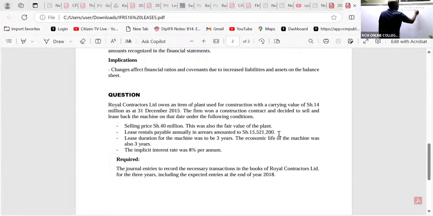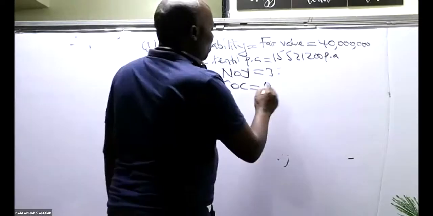And remember, this is per annum. And this lease rental will be paid for how many years? Remember, this is supposed to be a lease for 3 years. So number of years are 3. And then they have also given us the cost of capital, or the implicit interest rate. You can see here, this is the rate of return. The implicit interest rate is 8%.